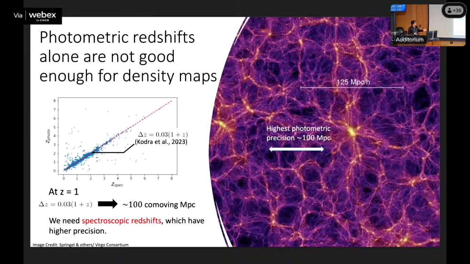Okay, so for photometric redshift, if we plot photometric against spectroscopic redshift, we know that there might be some uncertainty, and at redshift around 1, the uncertainty can translate into a distance of around 100 comoving megaparsecs, which is huge, and just not enough to obtain density maps. So the first problem that we need to fix is that we need to get more spectroscopy if we want to map the environment accurately.